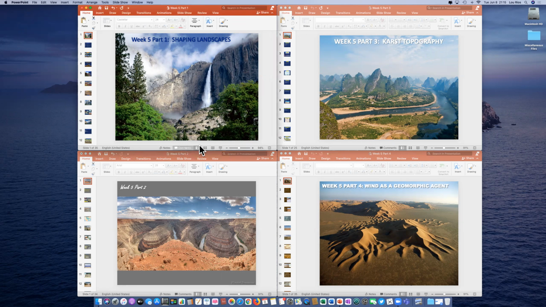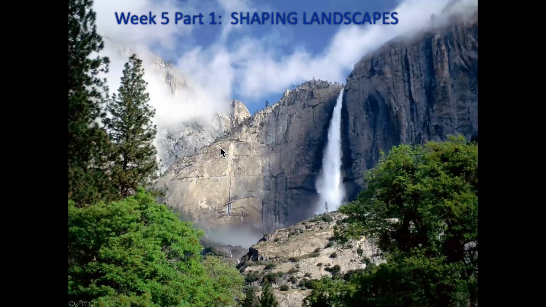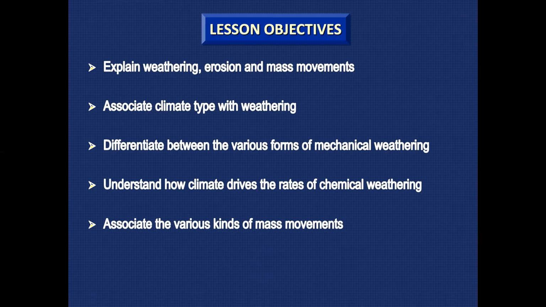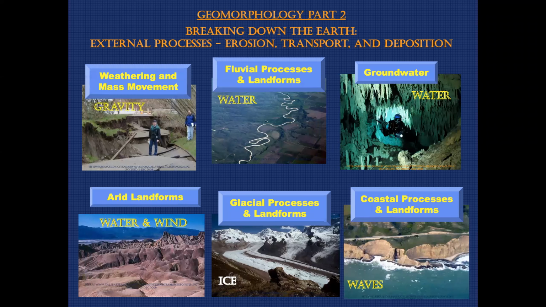Let's get started with the first section. And they're not particularly long. This image here is from Yosemite National Park in California. And these are the objectives for the lesson. Weathering, erosion, and mass movement is the overarching theme of the lesson, so associating the climate type with the weathering type that you experience in a particular region.